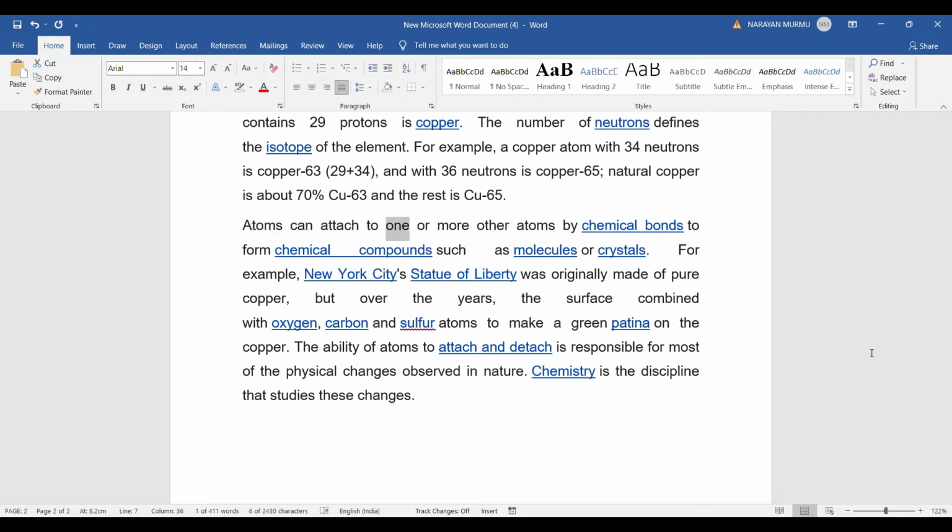Atoms can attach to one or more other atoms by chemical bonds to form chemical compounds such as molecules or crystals. For example, New York City's Statue of Liberty was originally made of pure copper, but over the years, the surface combined with oxygen, carbon and sulfur atoms to make a green patina on the copper. The ability of atoms to attach and detach is responsible for most of the physical changes observed in nature. Chemistry is the discipline that studies these changes.